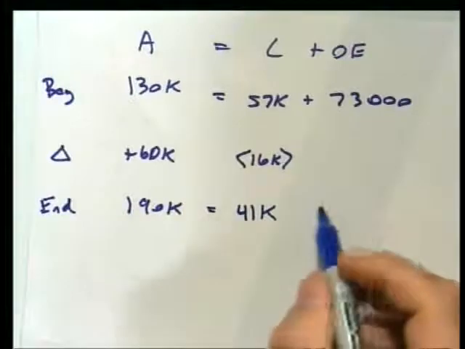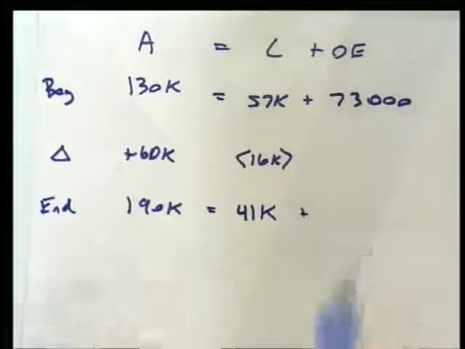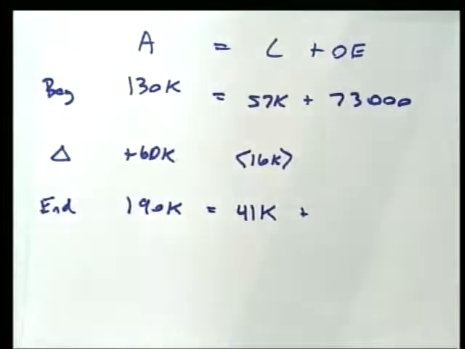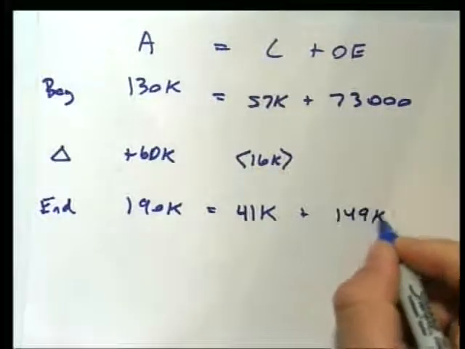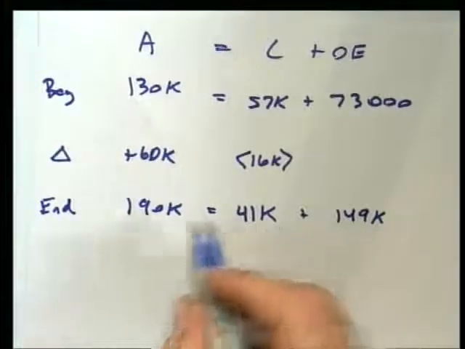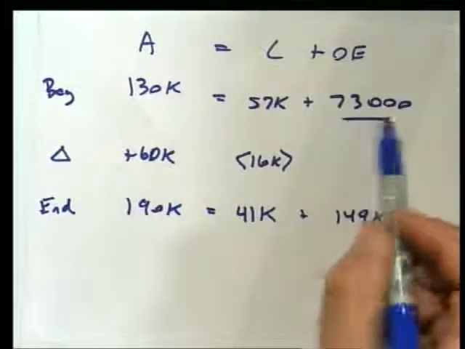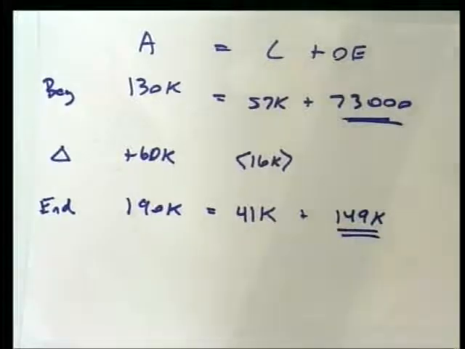So what does ending equity have to be? 149? Is 149 plus 41 equals 190? Yes. So that's our beginning equity. That's our ending equity, right? It's just like a Sudoku puzzle. It's kind of fun, isn't it?